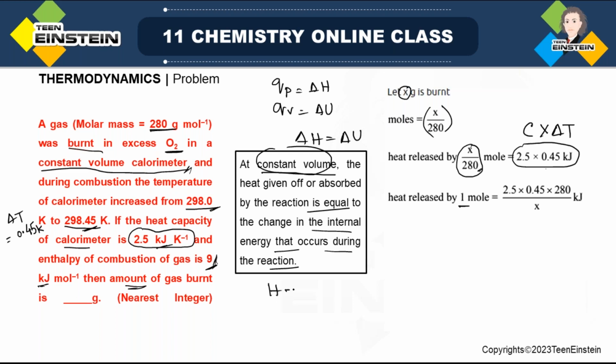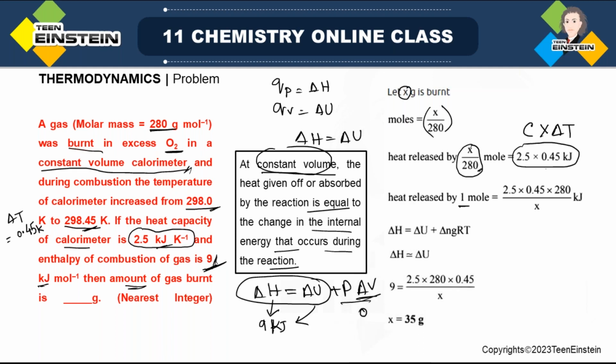Because the relationship between del H and del U is this one. Now constant volume means this part will be 0. So now these two are actually equal to each other. So del H is equal to del U. Here the enthalpy of combustion of the gas is mentioned as 9 kilojoule, so this value is given as 9 kilojoule. But according to this condition, you can also say that del U is also equal to 9 kilojoule. So this relationship is true.